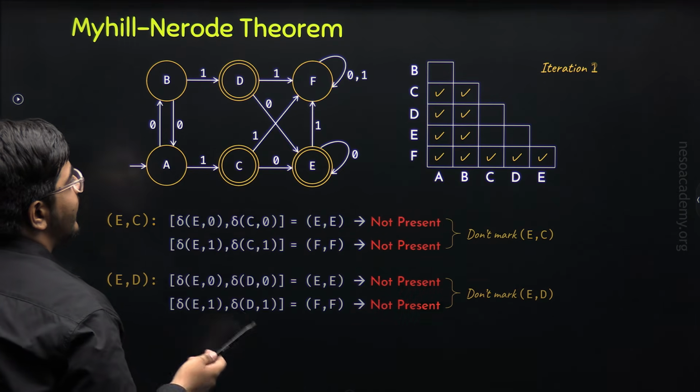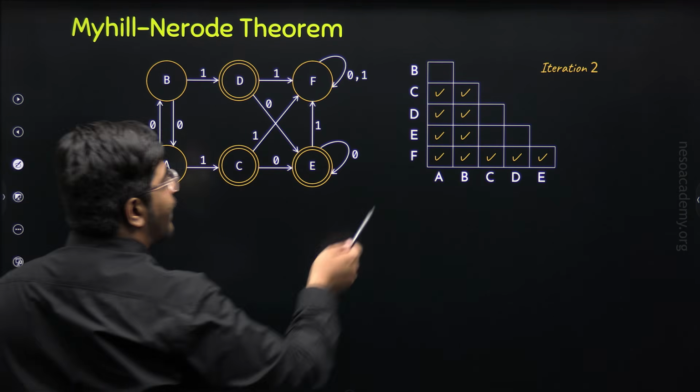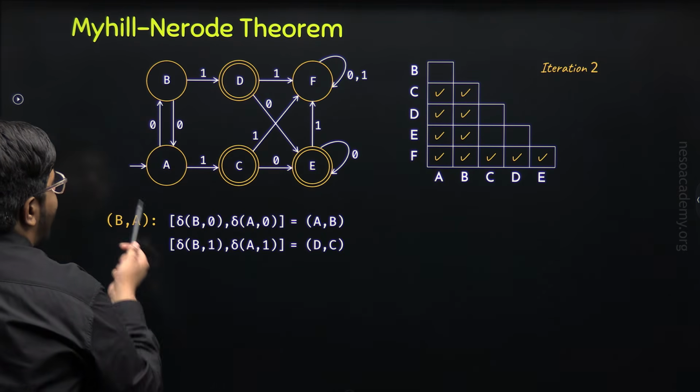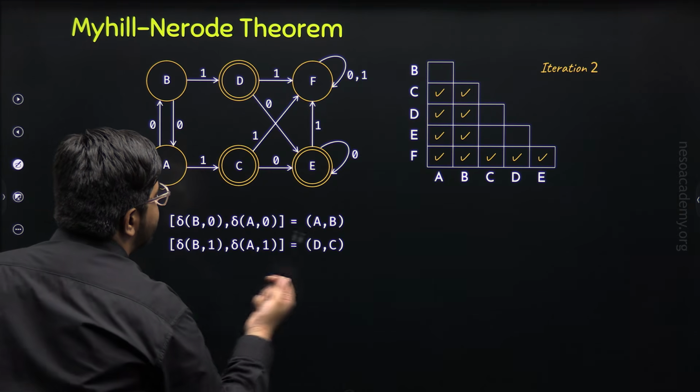Now let's move towards the second iteration. The first unmarked pair is again B comma A. So for B comma A, we have already understood these transitions.